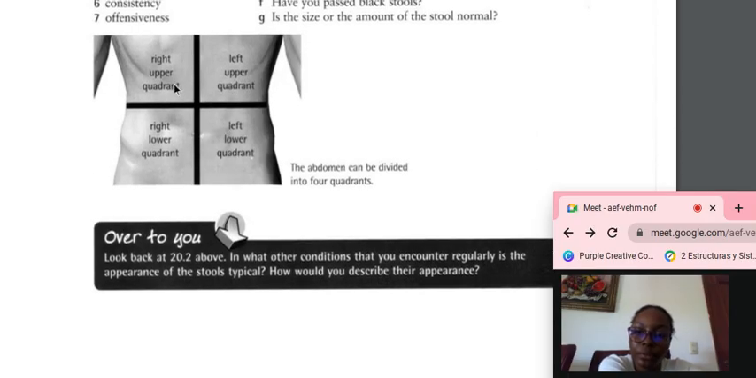Right upper quadrant, left upper quadrant, right lower quadrant, left lower quadrant. The abdomen can be divided into four quadrants.